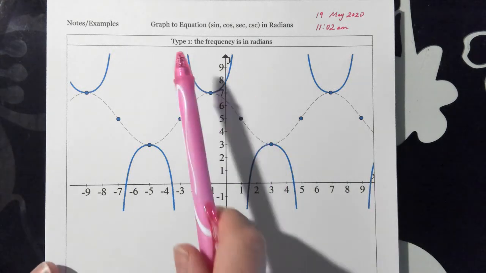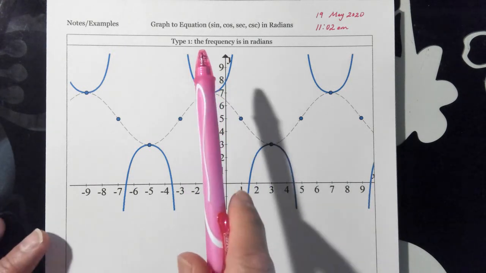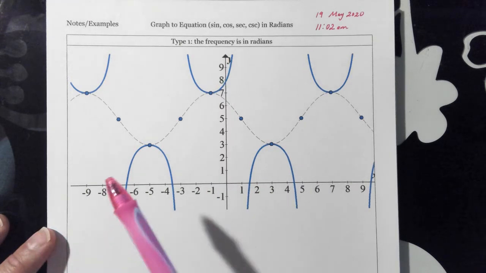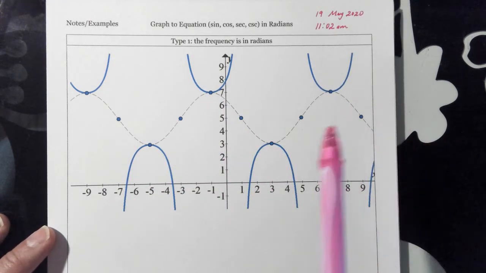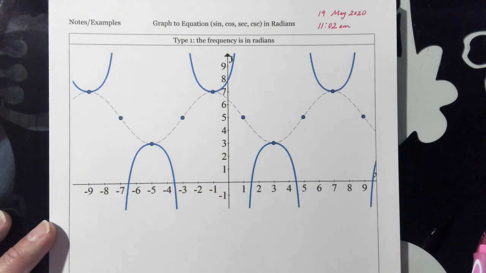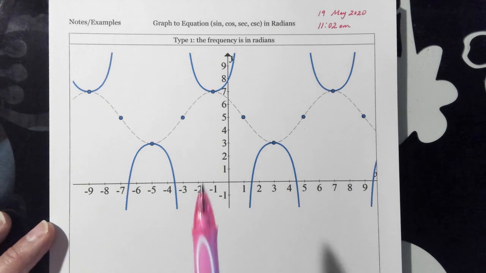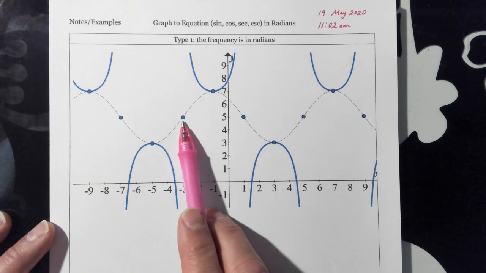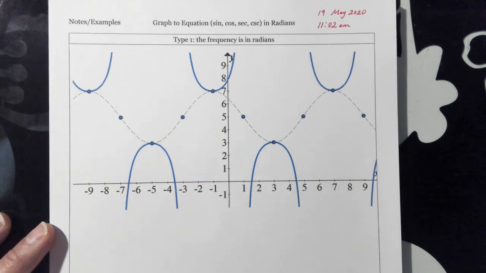So there's two types. Frequencies in radians. Yeah. So let's see. First thing I'm going to show you is how to write equations for sine.